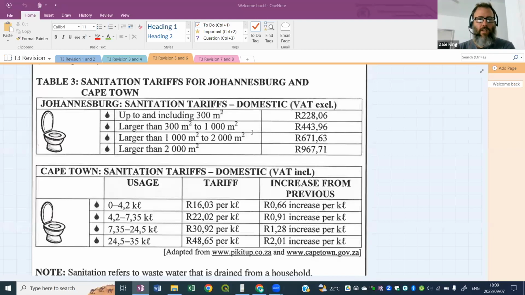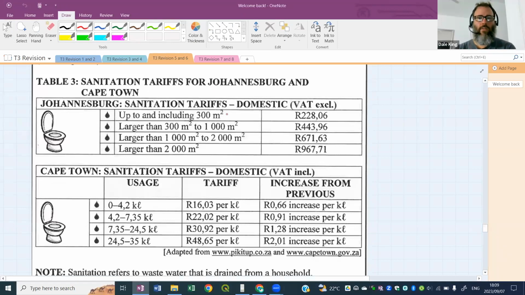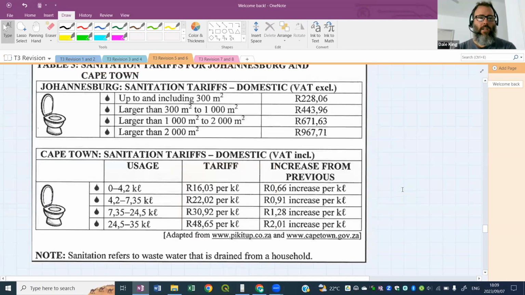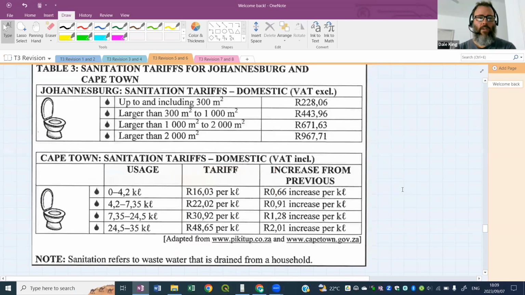Cape Town is VAT inclusive and Johannesburg's one is VAT exclusive. There's a lot of information here. We also have two parts to this tariff table. For Cape Town, we've got an increase being shown over there, and then we have the actual tariff being shown over there. You could ask a lot of questions. At the bottom there, it says sanitation refers to wastewater that is drained from a household. Just in case you didn't know what sanitation is, it's the wastewater.